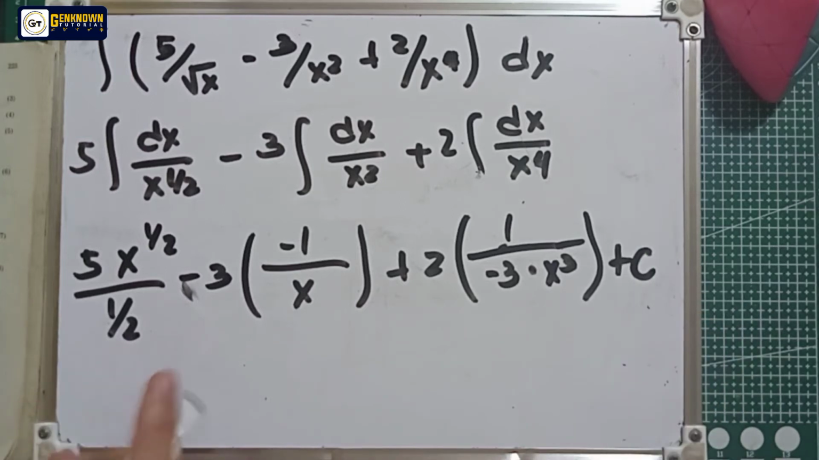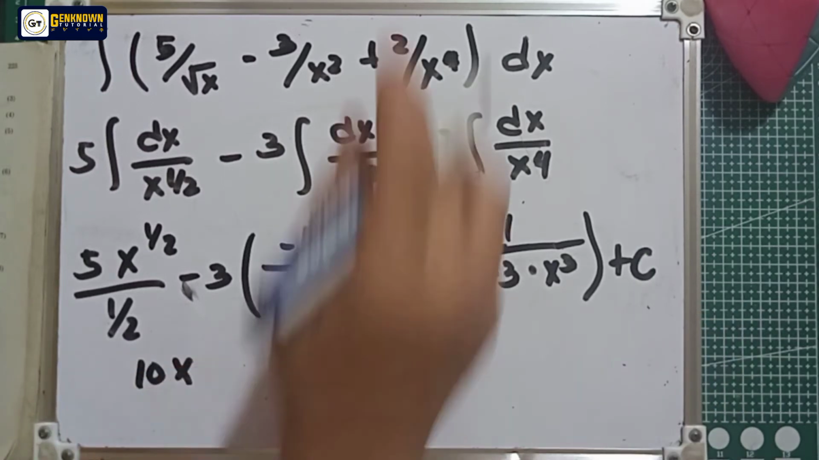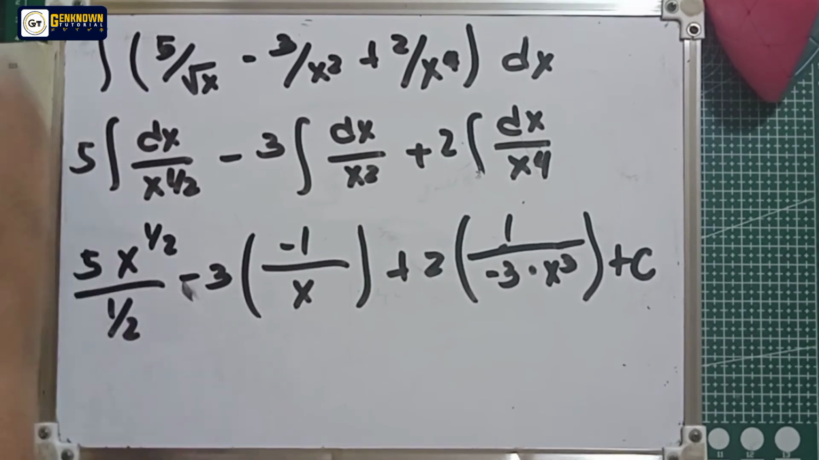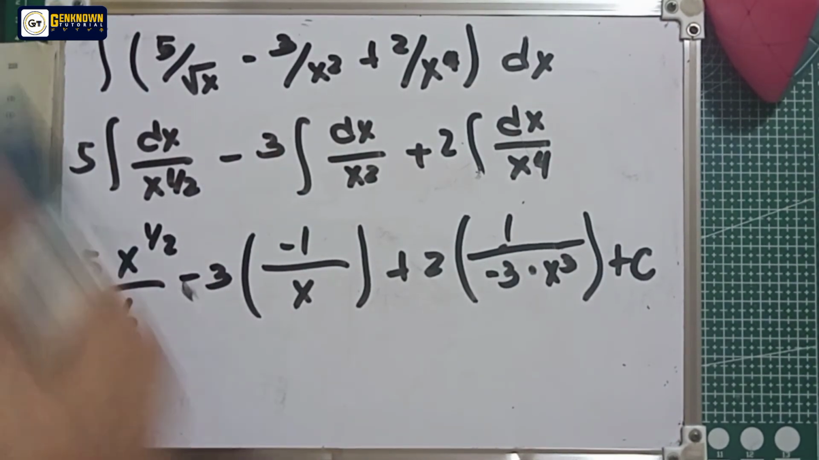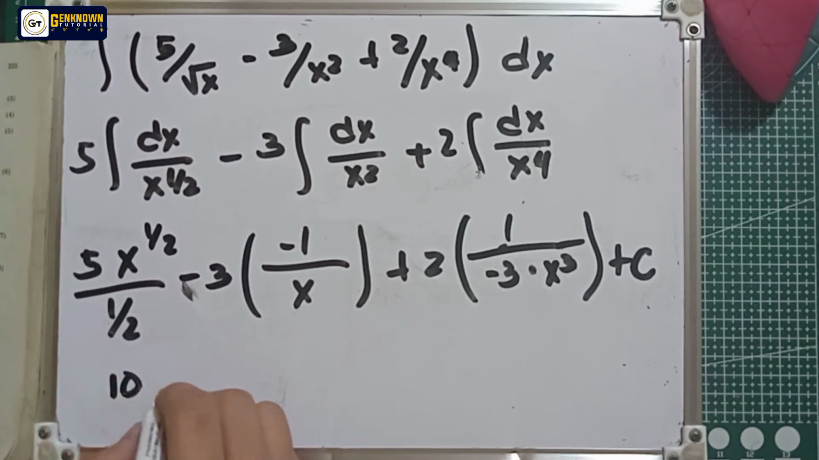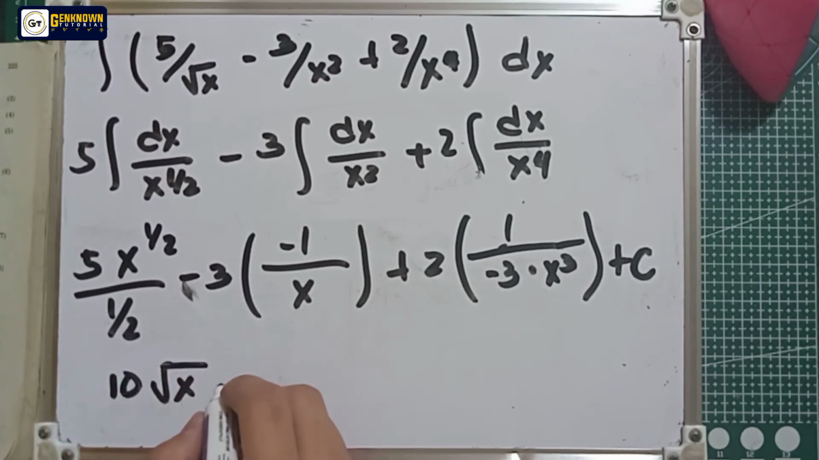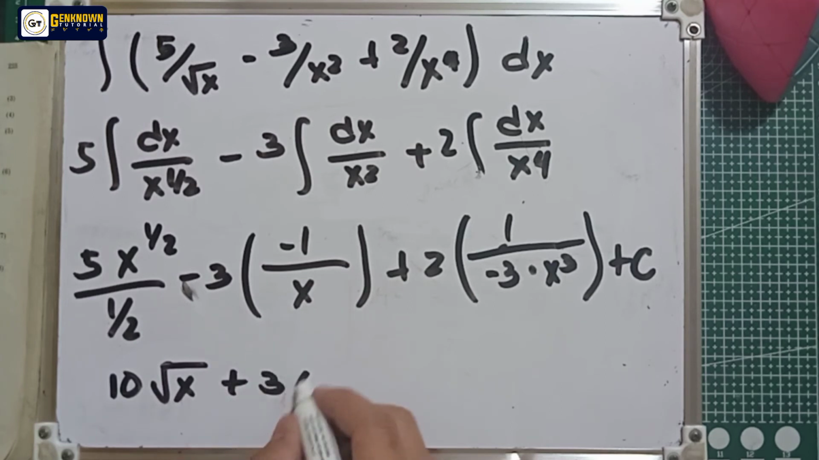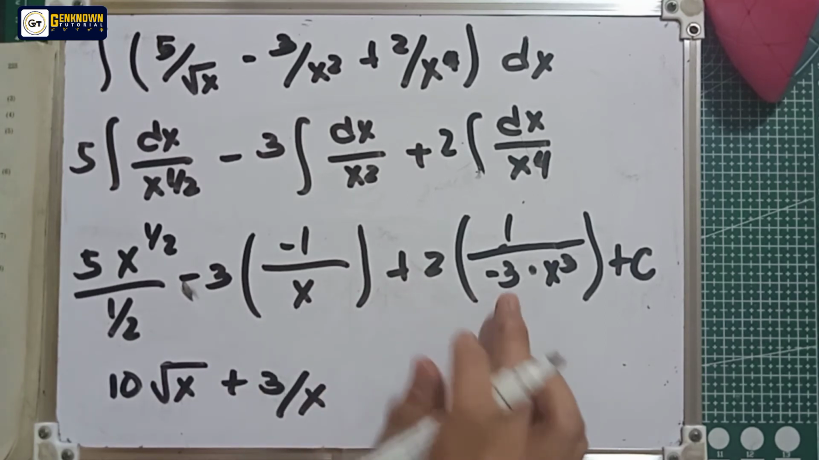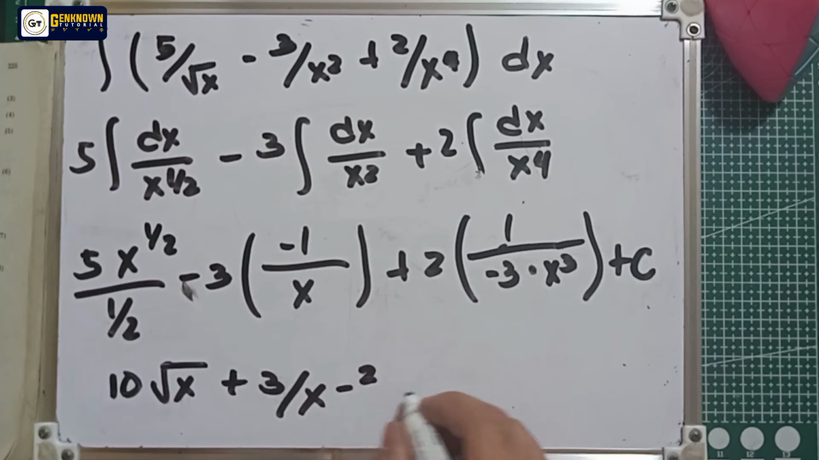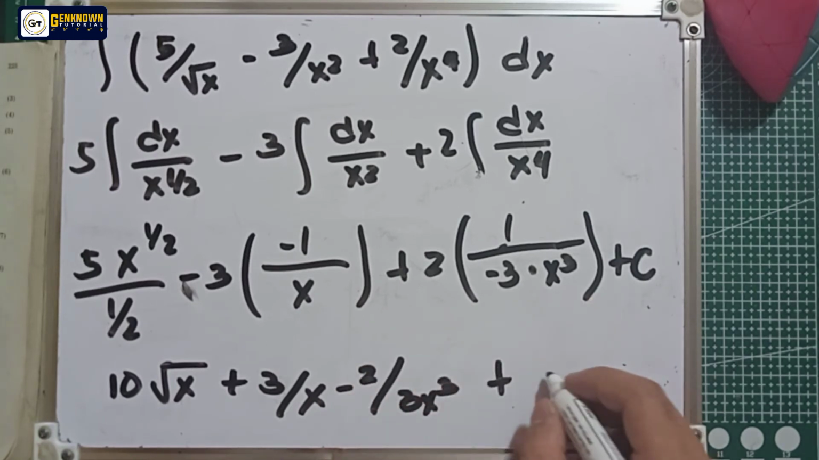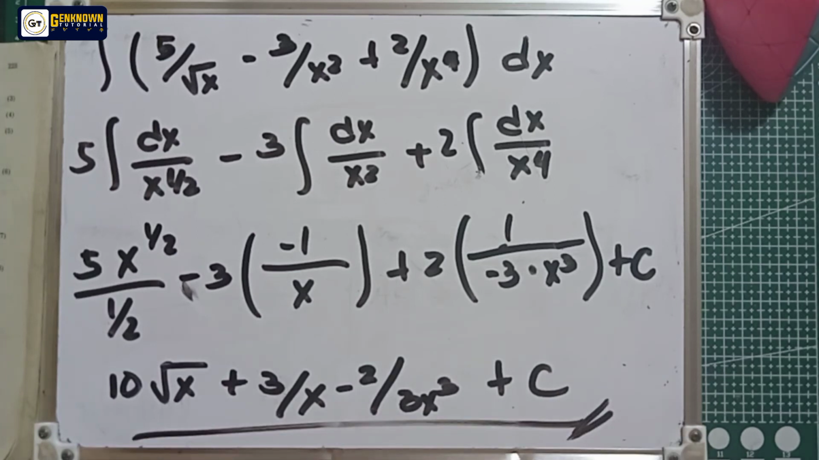Bali 5 multiplied by 2 is 10, 10 square root of x. Negative multiplied by negative is positive, positive 3 over x. 2 over negative 3 is negative 2 thirds, 2 thirds multiplied by x cubed, plus c. Ito na ang final answer para sa number 10.